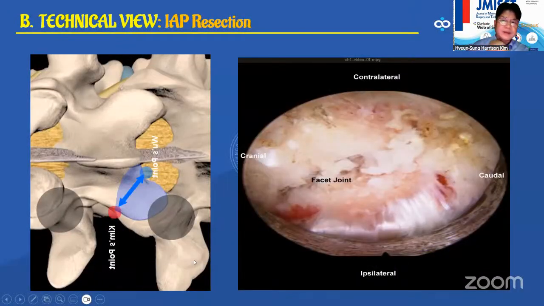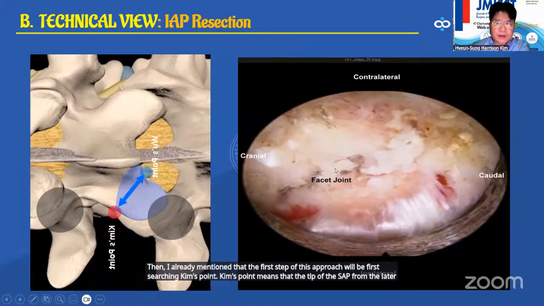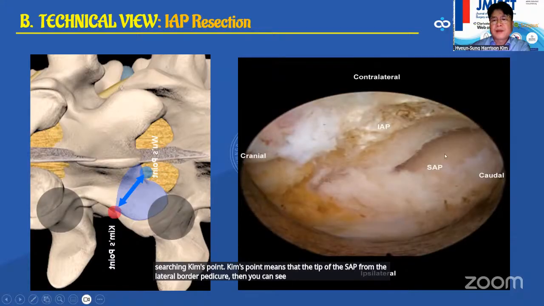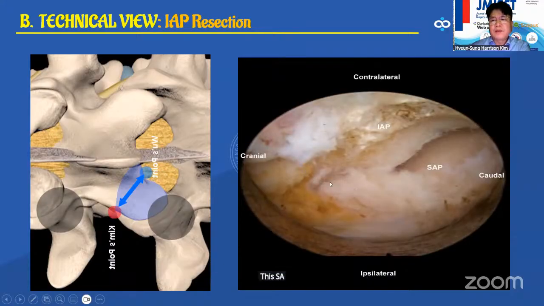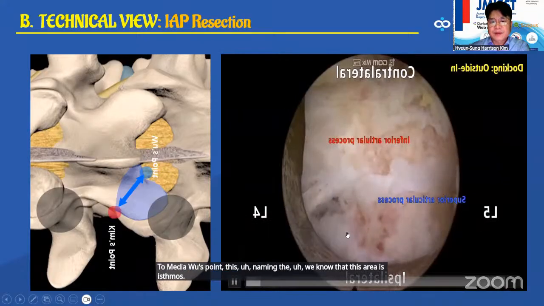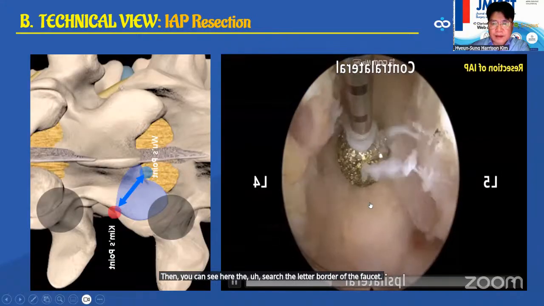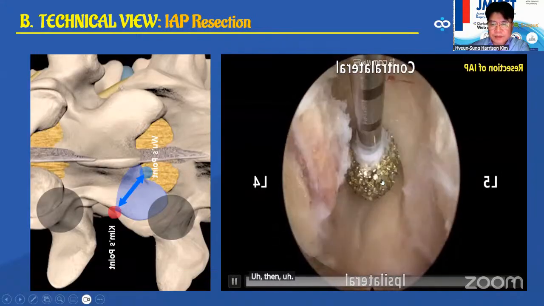I already mentioned that the first step of this approach is to search for Kim's point. Kim's point means the tip of the SAP from the lateral border of the pedicle. You can see in this image the SAP and the tip of the SAP. Then drill from here to the medial Wu's point. We know this area is the isthmus. Then you can see here, search for the lateral border of the facet, then resect this area.